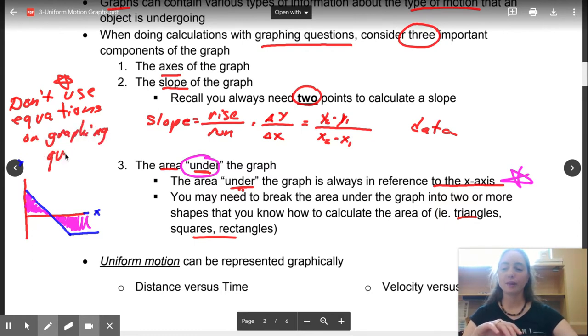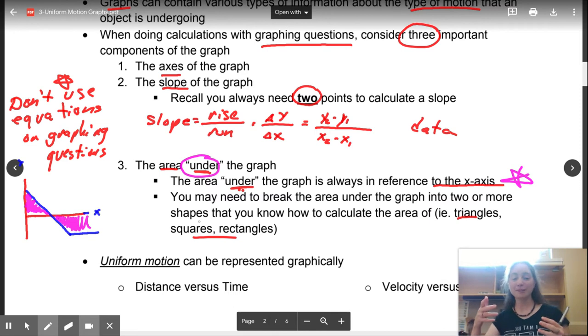So if you use v equals d over t on a graphing question, when you need to be using slope or area, you get 0 points. I'm serious. I'm truly serious. Because that's the wrong strategy. If you happen to get the right answer, it's serendipitous. Okay? You have to use slope or area at the right times. You can't use an equation when calculating directly off a graph, okay? So be aware of that, all right?